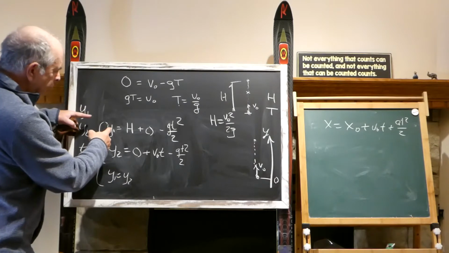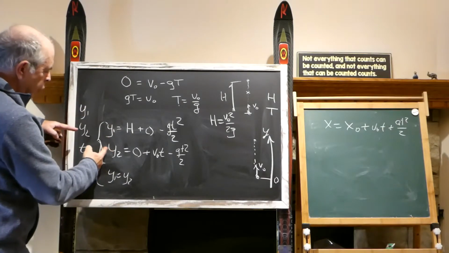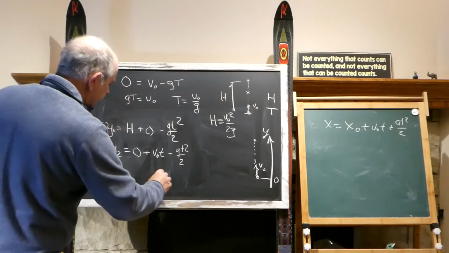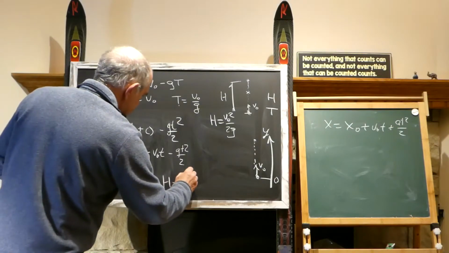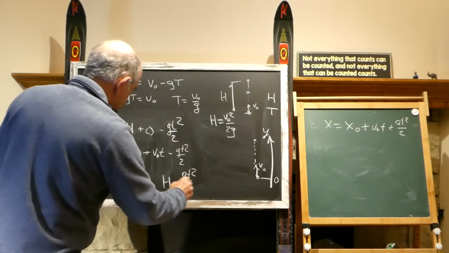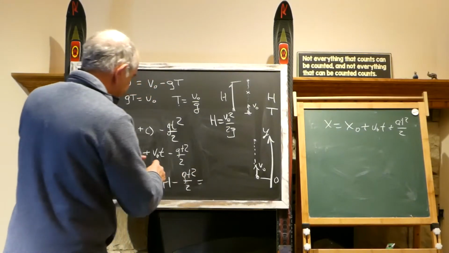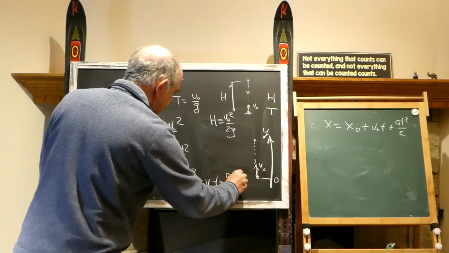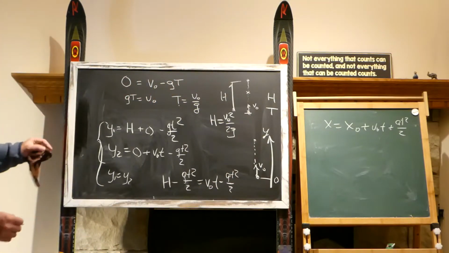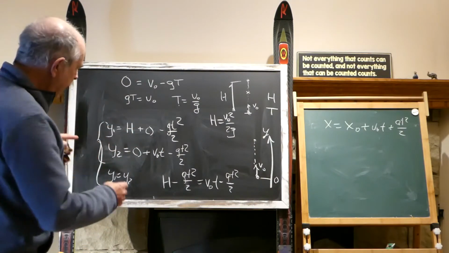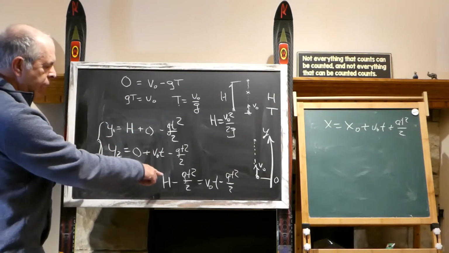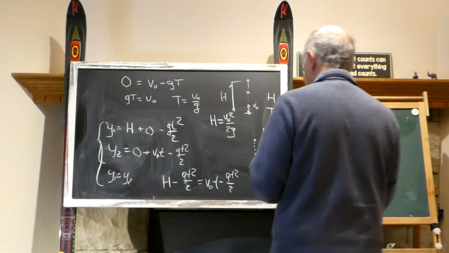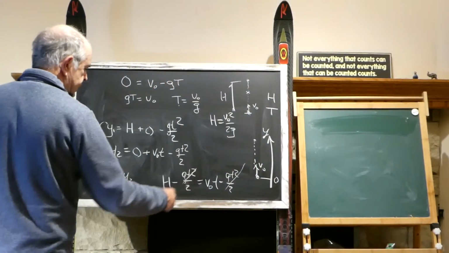So let's get rid of y1 and y2 in one step, because it's so simple, because they are equal to each other. So I write h minus gt squared over 2, right, equals v0t minus gt squared over 2. This is one equation. Those three we have reduced by eliminating y1 and y2 to this one equation. And of course on both sides we have this and this with the same sign.